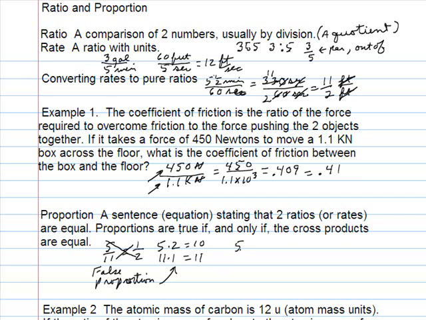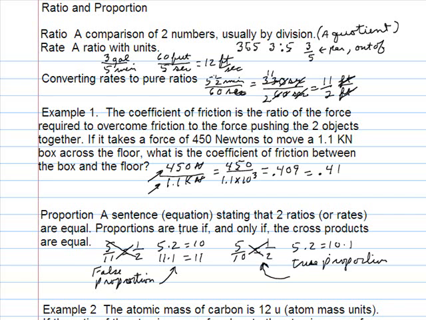But look what happens if we make it a true proportion. I do again the cross products. This time I get 5 times 2 equals 10 times 1. That is true, so we call that a true proportion. We call this a true proportion, this original statement that those were equal.